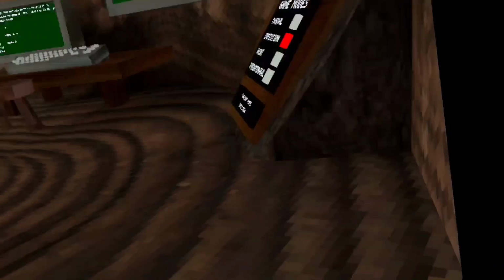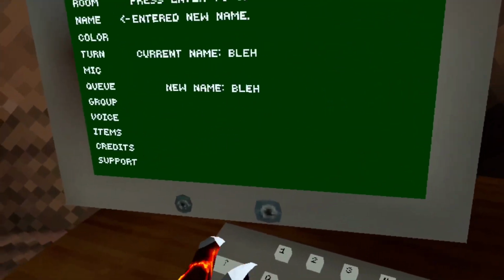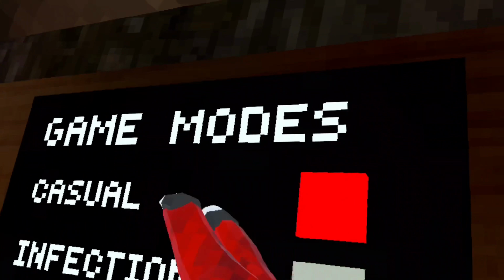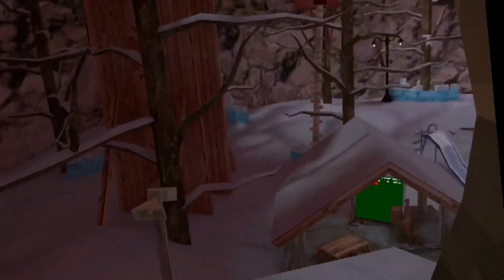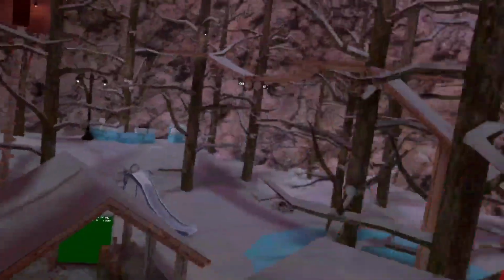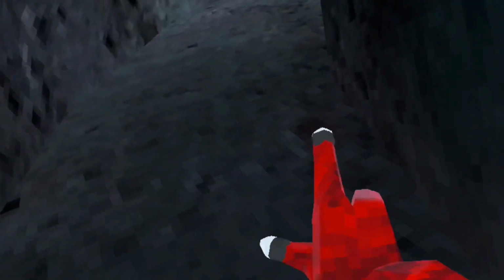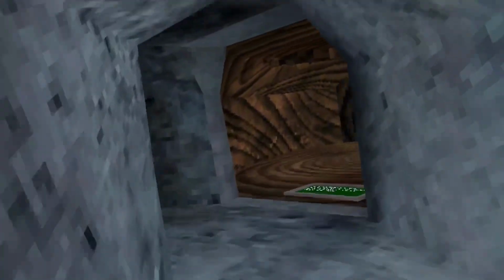Wait. Okay, so we got the winter update. Yep, it's the same as last year. We got the pond, the frozen pond. Store this way. This is what it's about, baby. That's what it's all about.